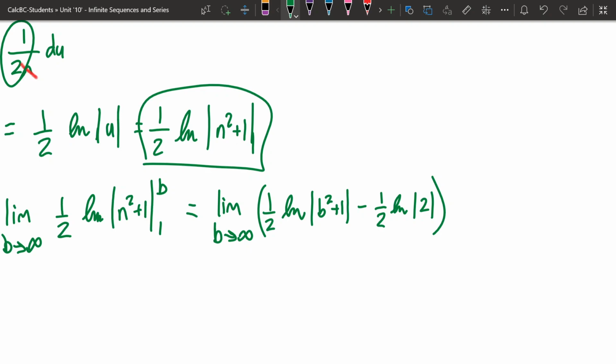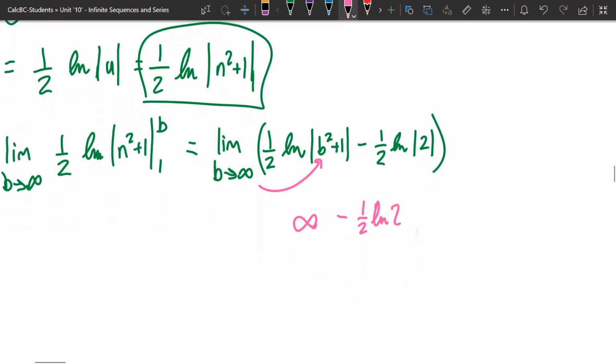All right, and then if we plug infinity into our b, we're going to get the natural log of infinity, which tends to infinity slowly, but it still goes to infinity. And this is just going to be 1/2 ln of 2, so that's still going to be infinity. So that tells us that this integral diverges to infinity.